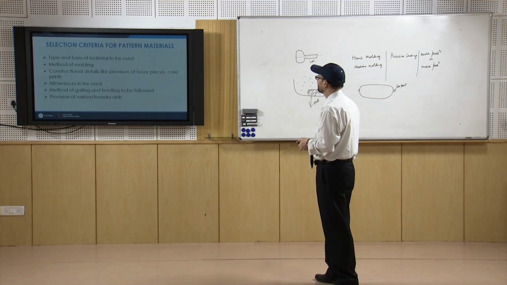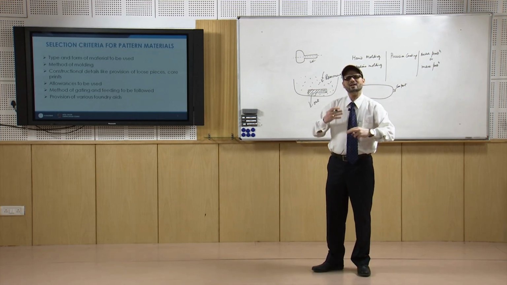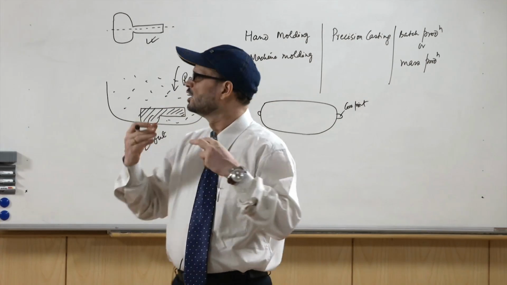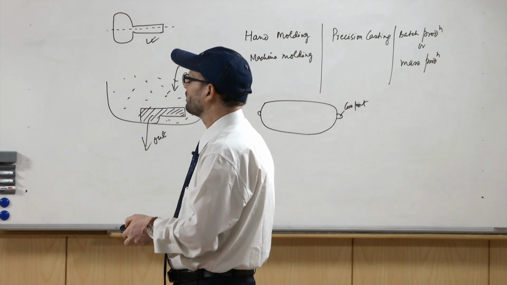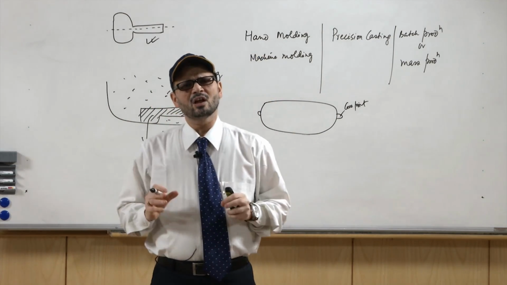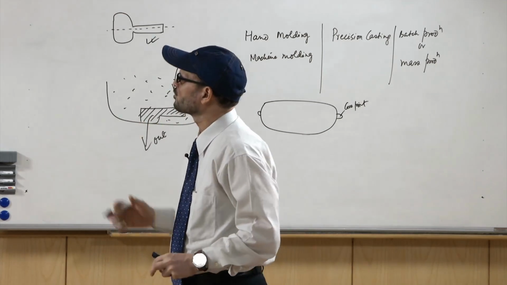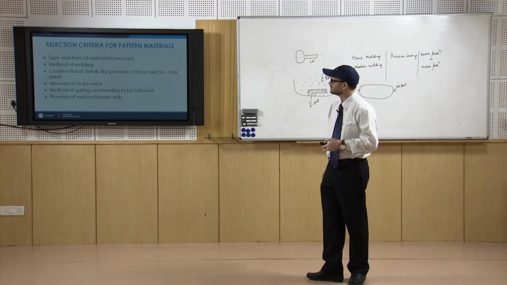Method of gating and feeding to be followed, what kind of gating and feeding methods are there, that will also tell us or assist us in choosing the pattern. Provision of various foundry aids like you can say chills or sometimes chaplets, all these things, these are the selection criteria for choosing the pattern material.